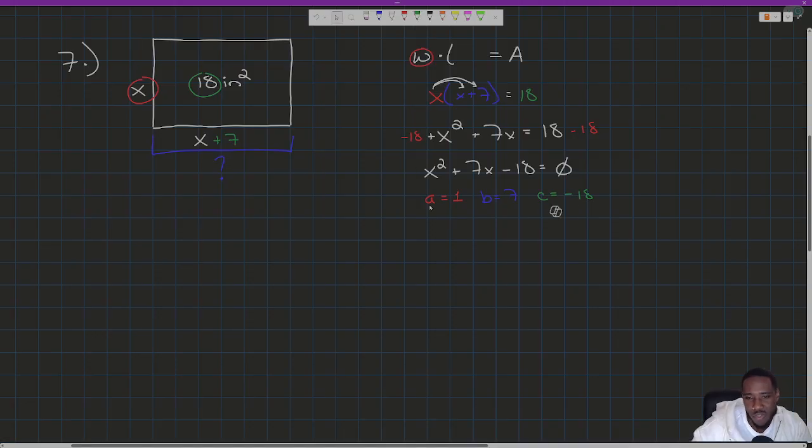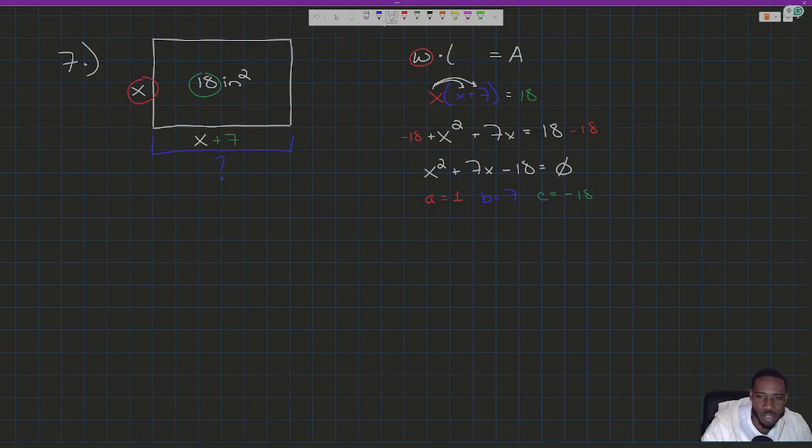And because our A value is 1, our factoring here is made pretty straightforward. If we want to factor, we're just looking for numbers that multiply to get C. So these numbers need to multiply to get negative 18. And they also have to add to get our B term, which is 7. So when factoring, we need numbers that multiply to get negative 18 and add to get 7. Now, luckily, those numbers are pretty accessible to us.